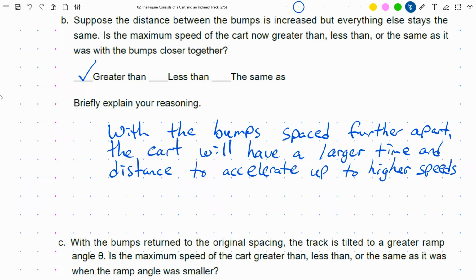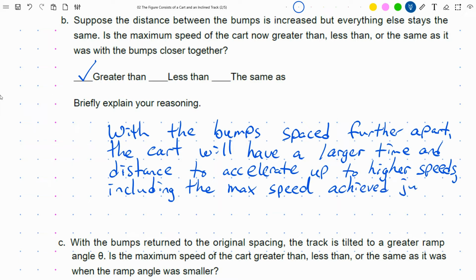And I think that's all it was asking me, right? Is the maximum speed of the cart. So let me single out the maximum speed just to be very, very clear. So up to higher speeds, including the maximum speed achieved just before interacting with each bump. Okay, so that should do the trick.